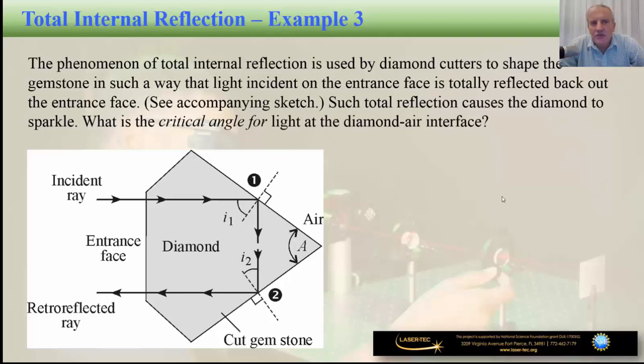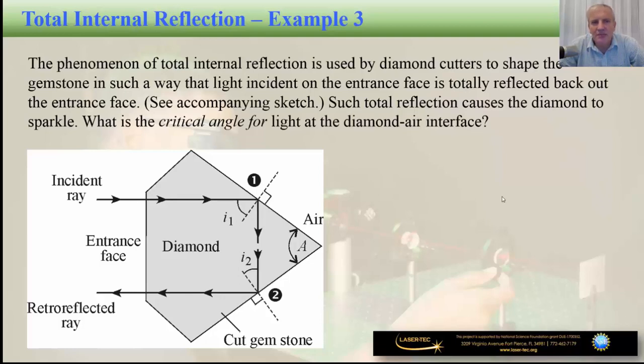So if you're looking at the diamond, the sparkly appearance of a diamond that makes it so expensive is actually due to the phenomenon of total internal reflection. So the jewelers are basically shaping the diamond in shapes that would enable the total internal reflection that would create this sparkly appearance of those gemstones.